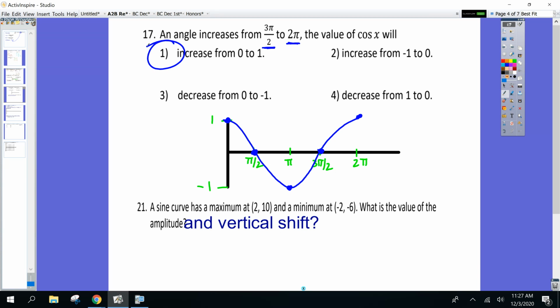You guys good? Anything before we go to 21? All right, 21.